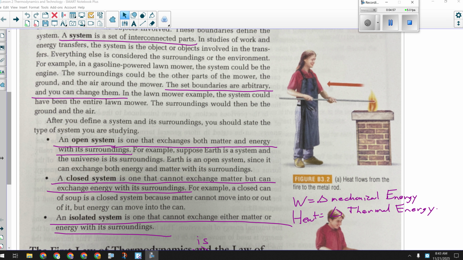Can it exchange any matter anymore? No. But when you put it in the fridge or in the freezer, is it going to freeze? Because it's going to give its energy to the surroundings, the inside of the freezer. So a closed system doesn't exchange any matter. It's sealed off airtight. Those are easy to build, but it still exchanges energy. Isolated systems are basically theoretical.